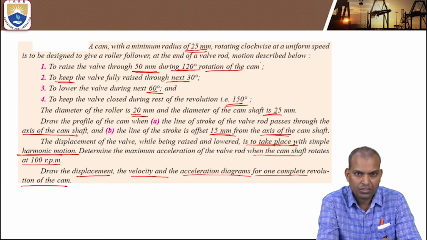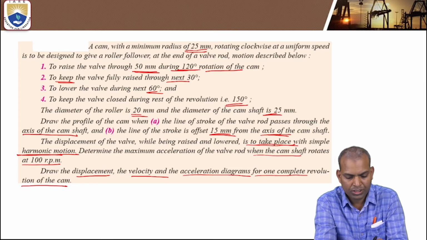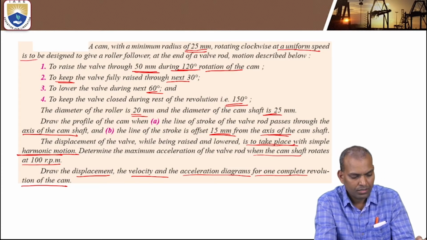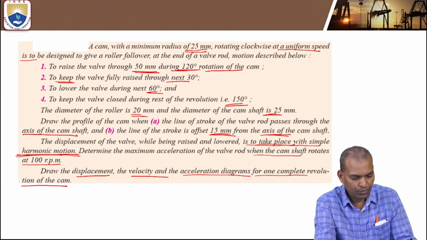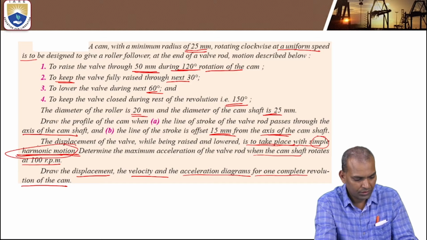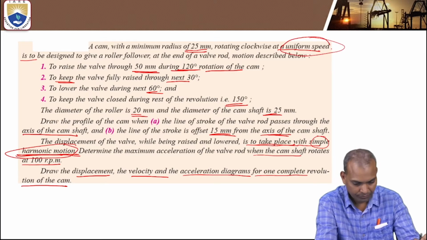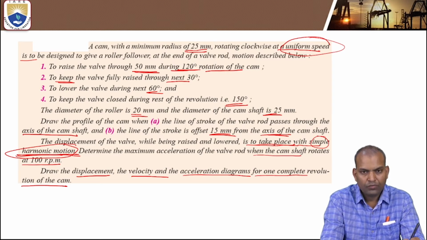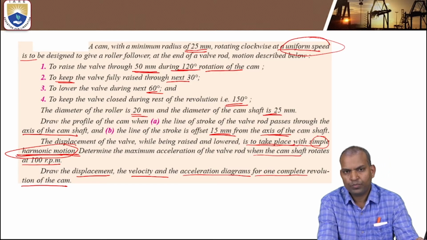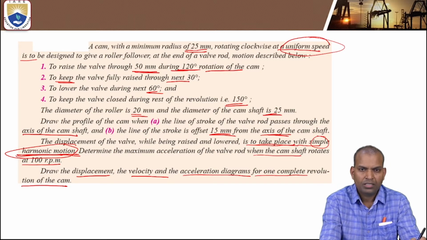Very important. What is the motion of the follower? Here it is mentioned, it is uniform speed and it is a simple harmonic motion. There is simple harmonic motion and it is uniform speed. Here the valve is the follower, and we have to consider the motion of the follower, that is the valve. That motion is a simple harmonic motion during outstroke and return stroke.